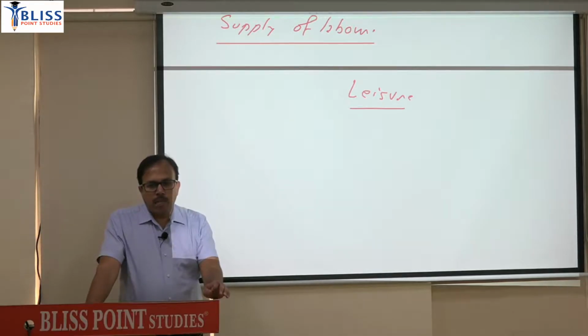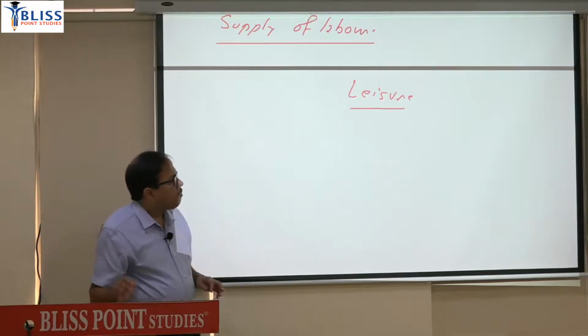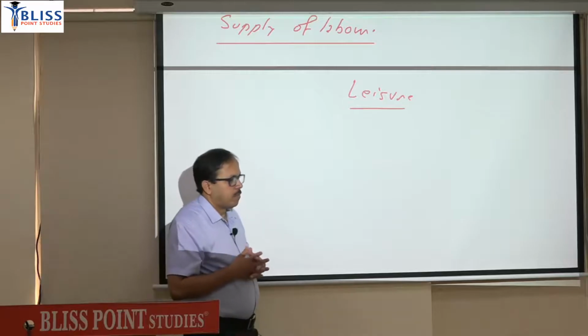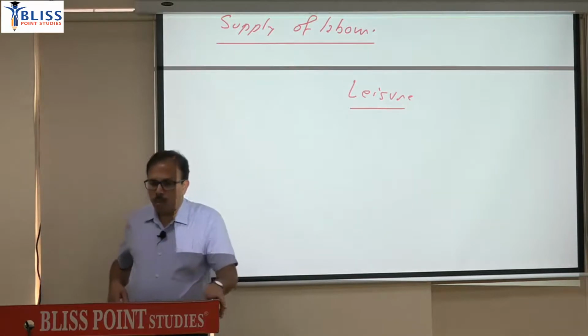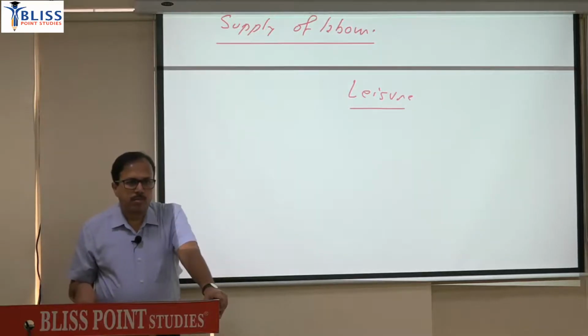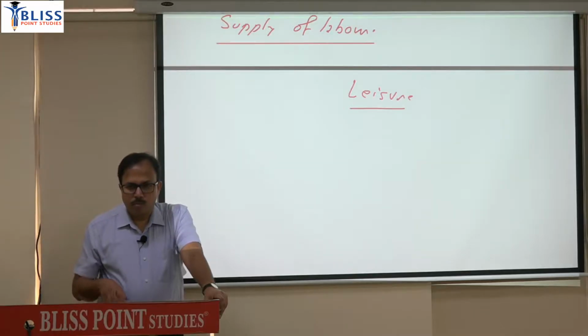So the supply curve is positively sloped, assuming that substitution effect dominates income effect.